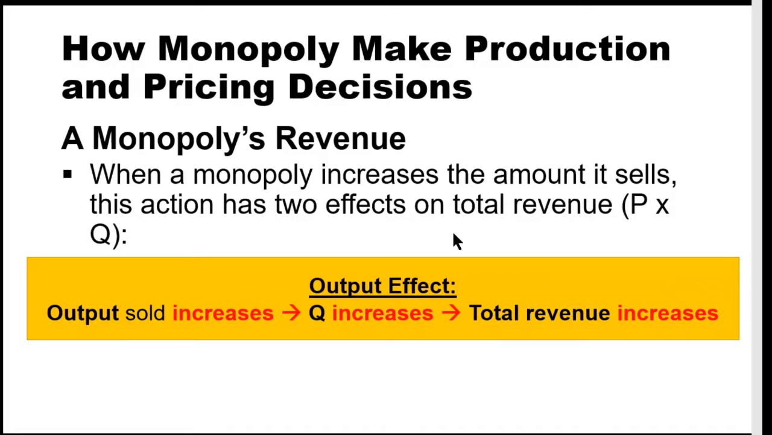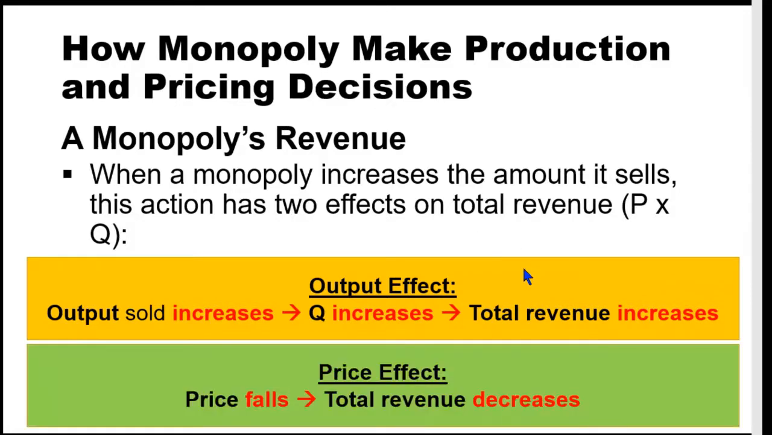Okay, so for a certain price, for example, it sets the price at 50. If it sells a lot, like for example 100 items, then 50 times 100 is 5,000. Its revenue is 5,000. Another effect is the price effect.